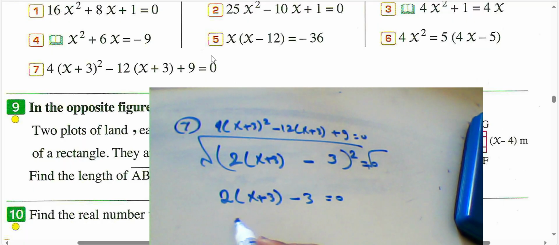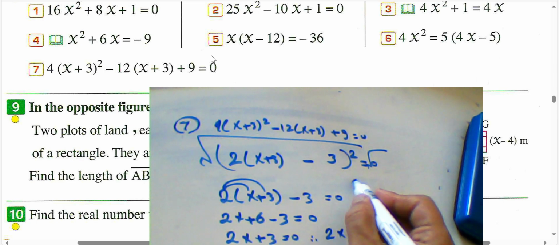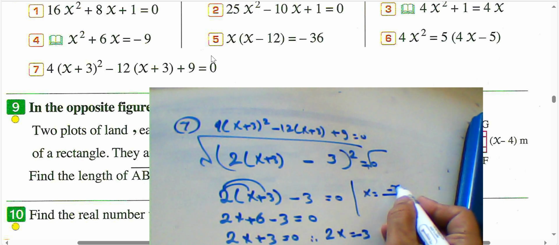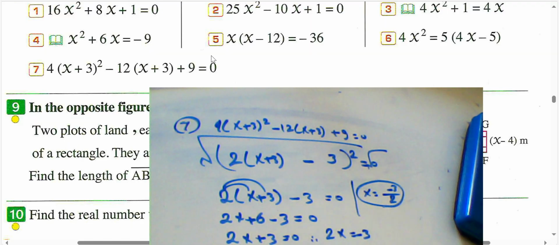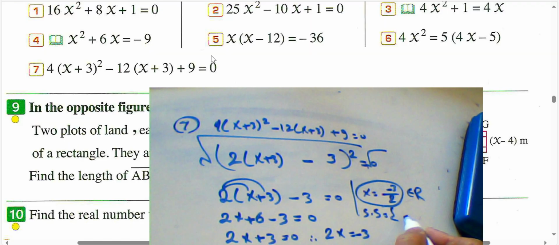You can simplify this by using distributive properties. 2 times x, 2x, plus 2 times 3 equals 6, minus 3 equals 0. Then 2x, 6 minus 3 equals 3. Then we can move it here to left hand side. Then the value of x equals negative 3 over 2. Belonging to real numbers, then the solution set here is negative 3 over 2.